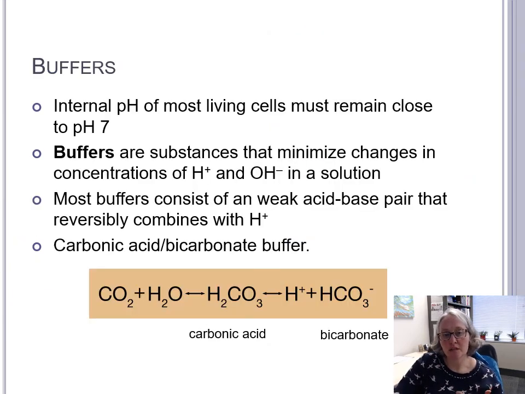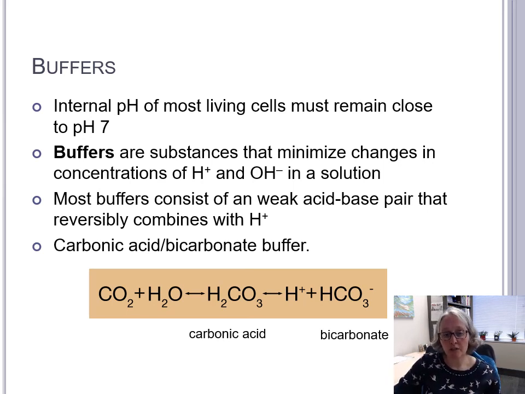With acids and bases, you should know about buffers. Most living organisms really have a set pH that they like to maintain. Most cells like to remain close to pH 7. Buffers are substances, chemicals, that minimize changes in concentrations of hydrogens and hydroxides in a solution. Most buffers are a weak acid-base pair that can either accept hydrogen ions or donate hydrogen ions as needed.